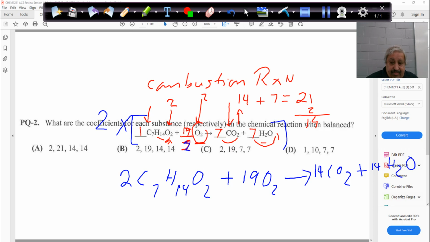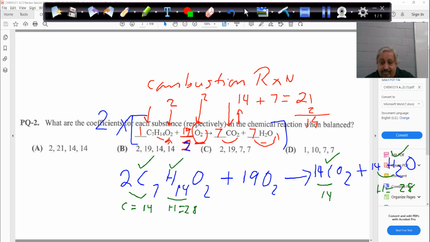How many carbon do I have here? Carbon is 14 here, correct? How many carbon here? 14. So carbon is correct. How many hydrogens do I have? 2 multiplied by 14, hydrogen is 28, correct? And hydrogen here is 14 multiplied by 2, hydrogen is 28. So hydrogen is good.